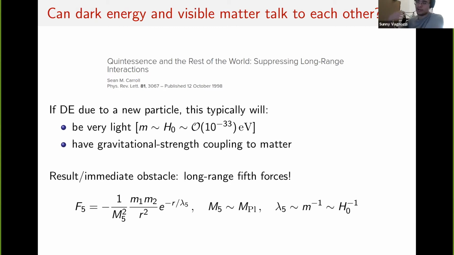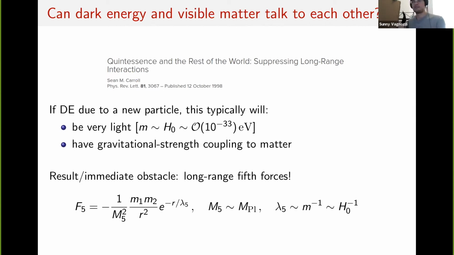Now, this is sort of a curse and a blessing at the same time. The reason is, if dark energy is a new particle, it's got to be extremely light. Its mass typically has to be at the Hubble scale or less, so around 10 to the minus 33 eV. And it will typically have gravitational strength coupling to matter. This is a blessing because it means maybe we can hope to detect dark energy by these interactions, but it's also a curse because it leads to long-range fifth forces. So a fifth force of this type is a Yukawa type fifth force. This is a curse because we don't see any evidence of fifth forces.